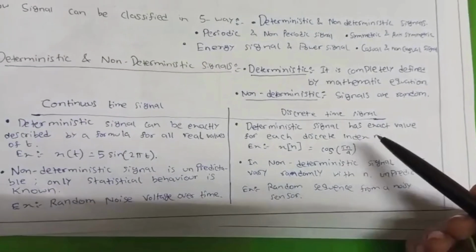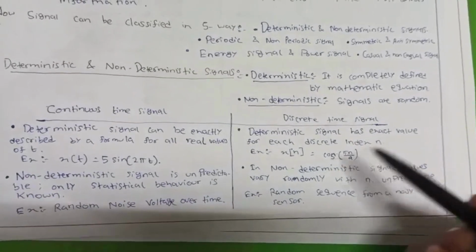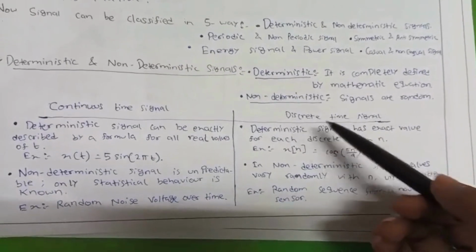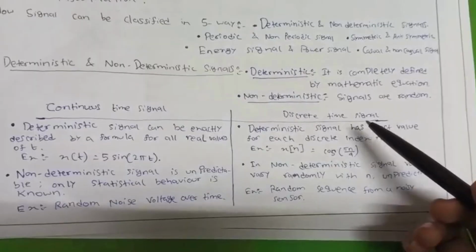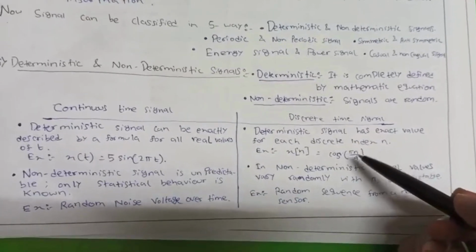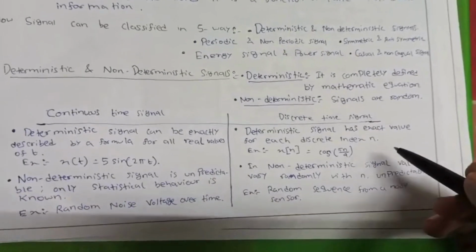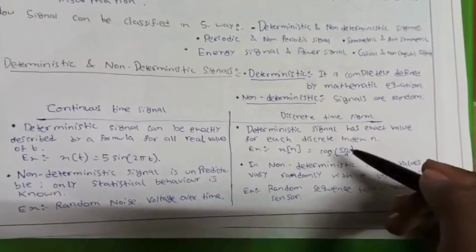Now, a deterministic signal has an exact value for each discrete index. This is the case for discrete time signal. In discrete time signals, the values of n must always be integer. No fraction or decimal values will come for the values of n.